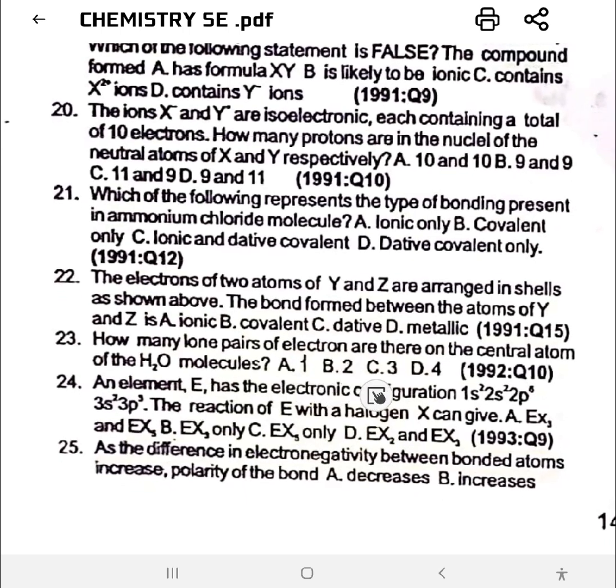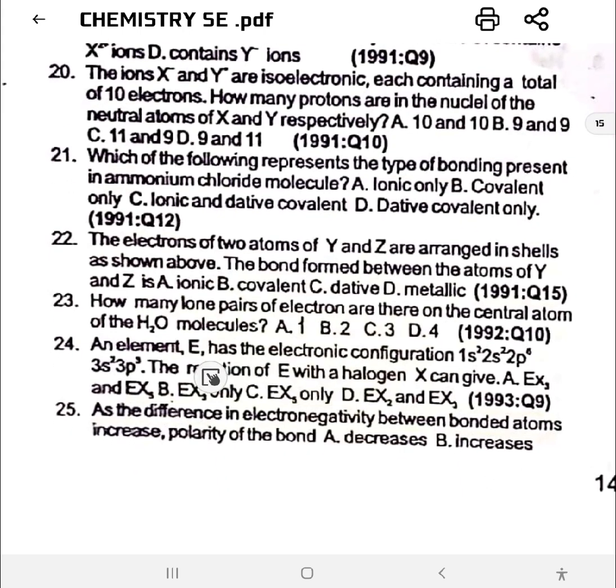23. How many lone pairs of electrons are there on the central atom of water molecule? Option B, you have 2 lone pairs. 24. An element E has an electronic configuration of this. The reaction of E with halogen would give us... I would like to demonstrate that one too with a video.